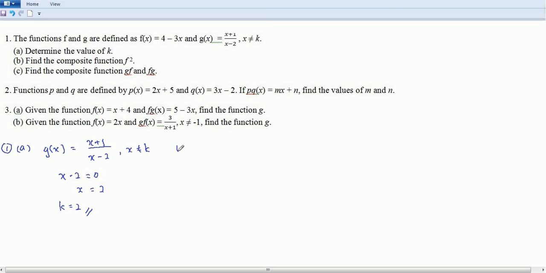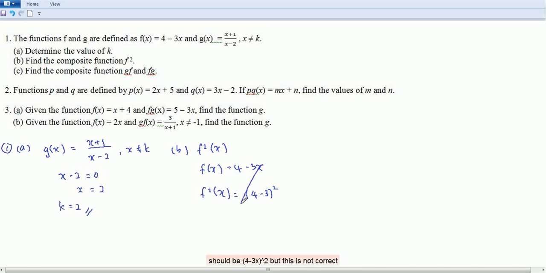Then we go to the second part: find the composite function f squared of x. Remember this one, you have to be very careful. Some students, since f(x) is 4 minus 3x, will do it this way: the whole thing squared. No, this is not correct. You should do it this way.